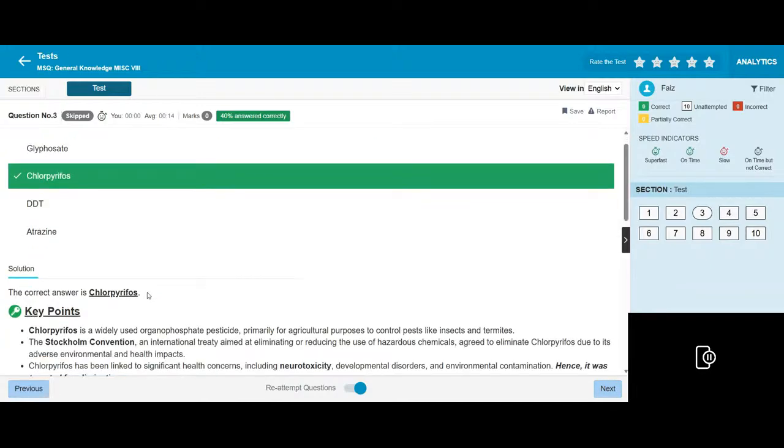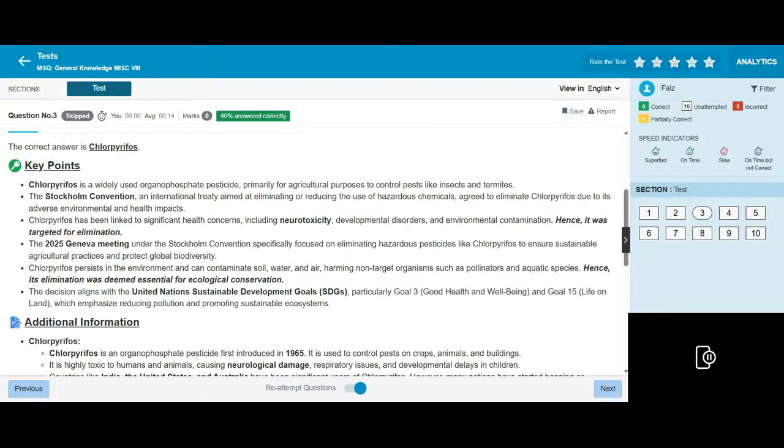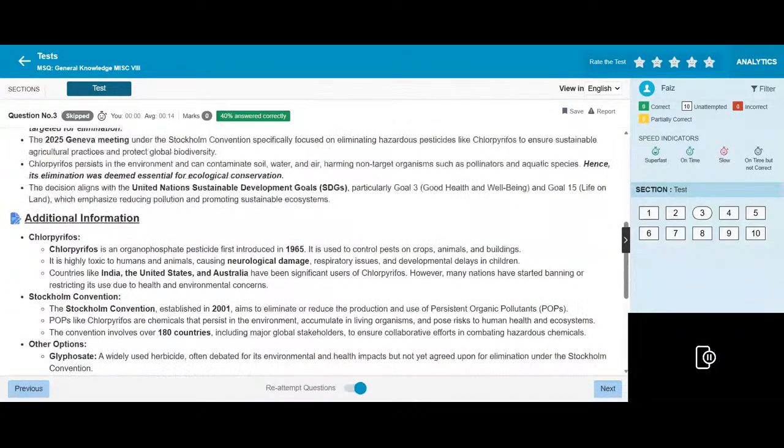Chlorpyrifos is a widely used organophosphate pesticide, primarily for agricultural purposes, to control pests like insects and termites. The Stockholm Convention, an international treaty aimed at eliminating or reducing the use of hazardous chemicals, agreed to eliminate chlorpyrifos due to its adverse environmental effects. Chlorpyrifos has been linked to significant health concerns, including neurotoxicity and developmental disorders. The Geneva meetings and the Stockholm Convention especially focused on eliminating chlorpyrifos to ensure sustainable agriculture and protect global biodiversity.